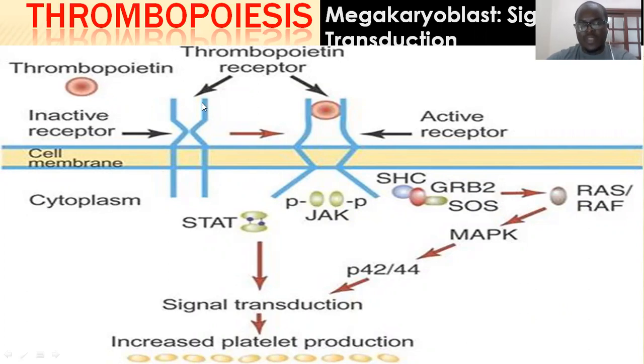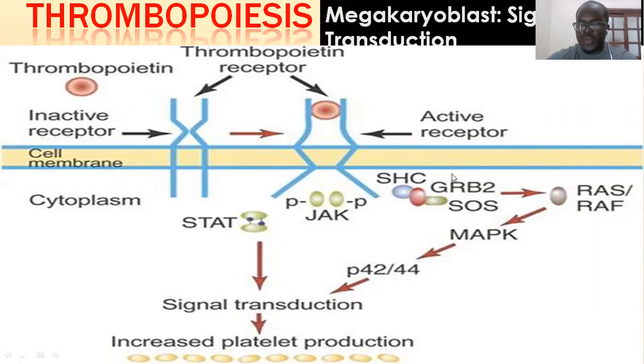When thrombopoietin comes and binds, you can see here that the receptor has been activated. Once it has been activated, it's going to activate the PI3 kinase, which will involve the JAK and STAT pathway. JAK is the Janus kinase that will end up activating STAT. STAT is the signal transducer and activator of transcription that will result in signal transduction to increase platelet production. Then the other pathway is the one that will involve the MAPK, the mitogen-activated protein kinase. This is another pathway.